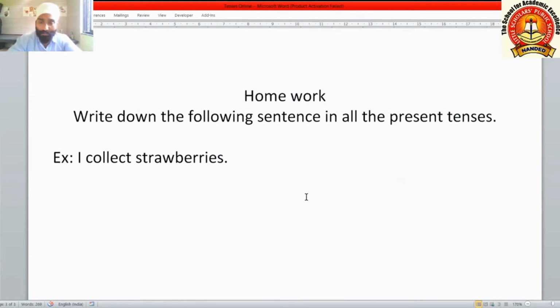This will be your homework. Write down the following sentence in all the present tenses. This sentence I am giving you: I collect strawberries. This sentence is in simple present tense. This sentence you have to write in all present tenses: simple present, present continuous, present perfect, and present perfect continuous, in all the forms: affirmative, negative, interrogative, interrogative negative, and WH question. In all these forms, only this one sentence you have to write. This is your today's homework.